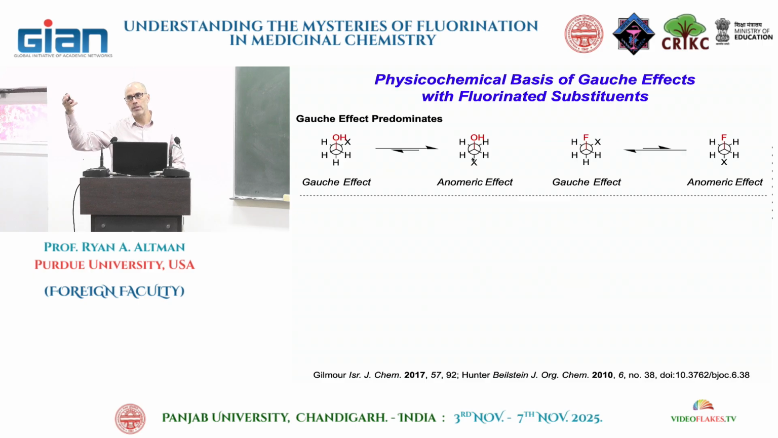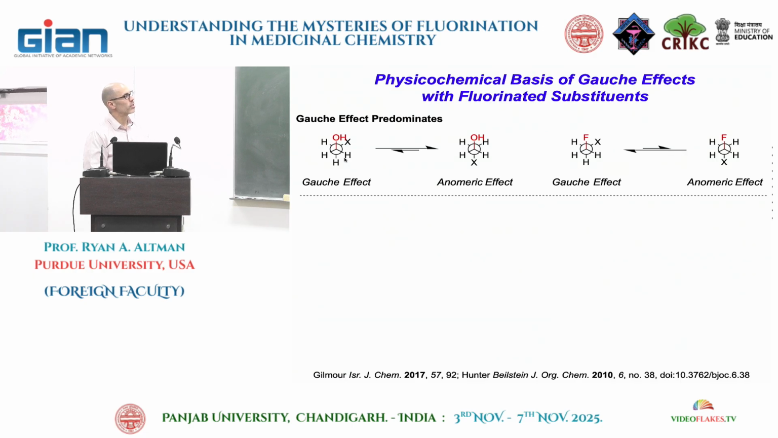Those lone pairs of electrons donate into the sigma star orbital of the C-O bond, and that's a stabilizing interaction. Okay, so it's a really basic phys-org principle. That anomeric effect encourages the molecule to exist in the conformation in which that lone pair is anti to the hydroxyl group. And for oxygen-containing compounds, you'll typically see this anomeric effect override gauche interactions. Now for fluorine, the opposite is true.